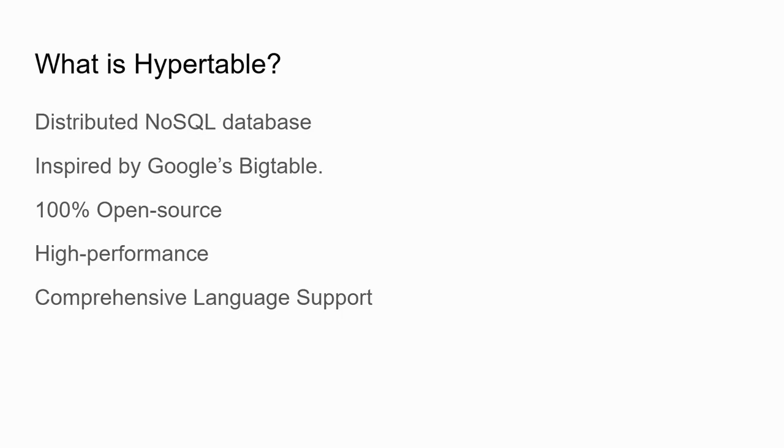Hypertable is basically a distributed NoSQL database. It is inspired by Google's Big Table design. Google Big Table is already a proven scalable design that powers hundreds of Google services. It's also 100% open source, and the C++ implementation makes sure that it has optimum performance. Another thing is that it has comprehensive language support. All the popular languages you can think of like Java, Node.js, PHP, Python, Ruby, C++, all are supported.